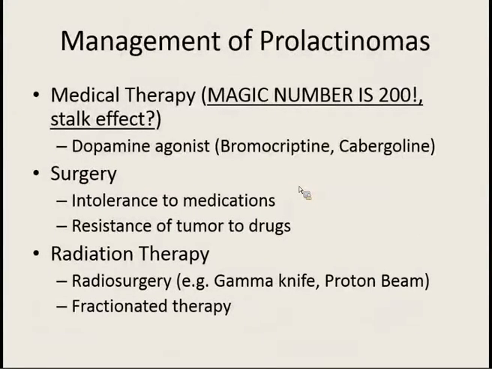When you look at a prolactin level, the magic number is really 200. Anything less than 200, no matter what the size of the tumor is, could be due to stalk effect. The vast majority of the time, anything greater than 200 is going to be diagnostic for a prolactin secreting tumor.